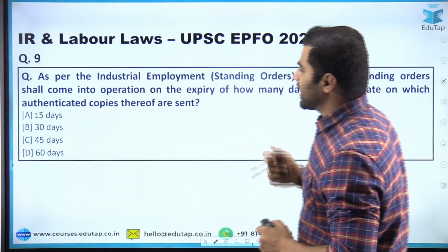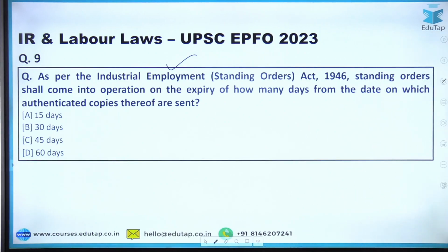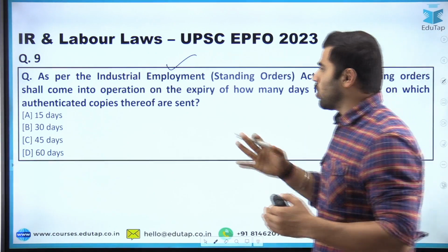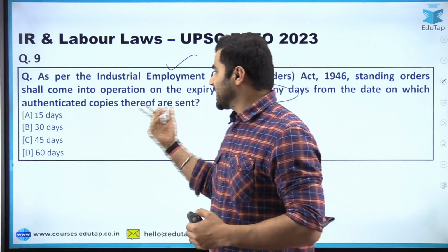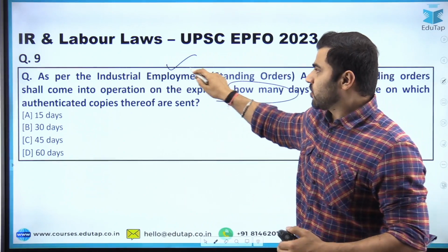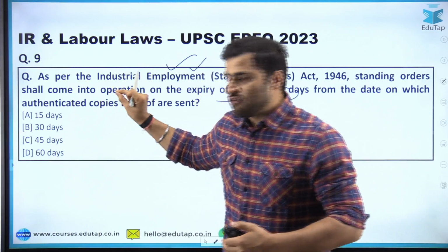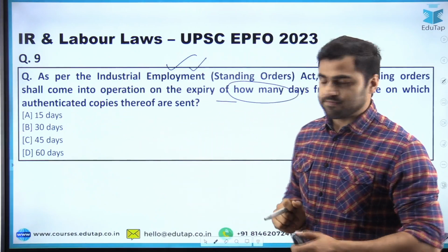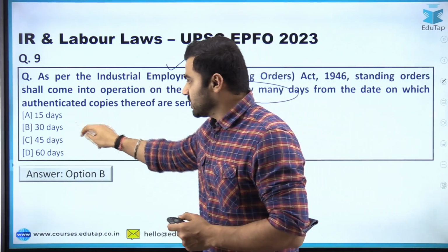Question number 9 is, as per the Industrial Employment Standing Orders Act 1946, standing orders shall come into operation on the expiry of how many days from the date on which authenticated copies thereof are sent? Again, a very, very important provision from the Industrial Employment Standing Orders Act. So the options are 15 days, 30 days, 45 days or 60 days. So guys, the right answer is option number B, that is 30 days.